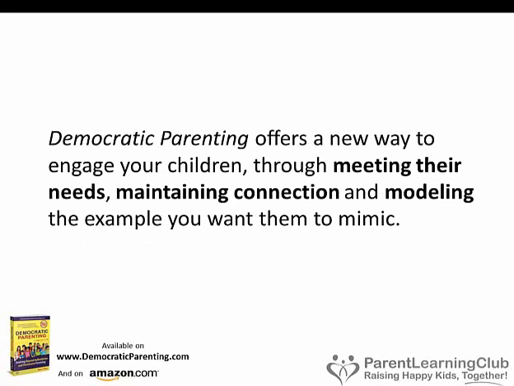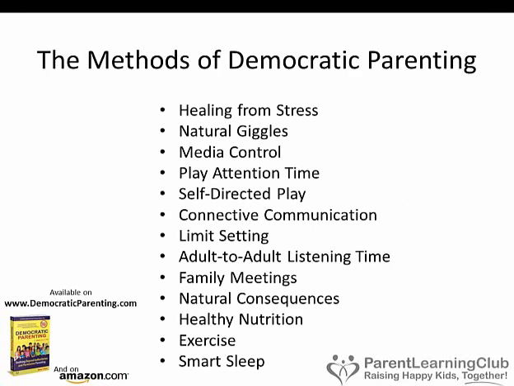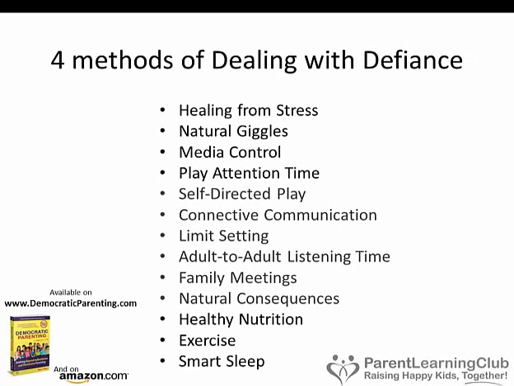Democratic parenting offers a new way to engage your child through meeting their needs, through maintaining a connection, and through modeling the example that you want them to mimic. We have 14 main methods of democratic parenting, which are explained in great detail in my book. There's a chapter on each one. But in this webinar, we're going to talk specifically about 4 methods that are very good for dealing with defiance, especially when it's happening. The first one is connective communication.